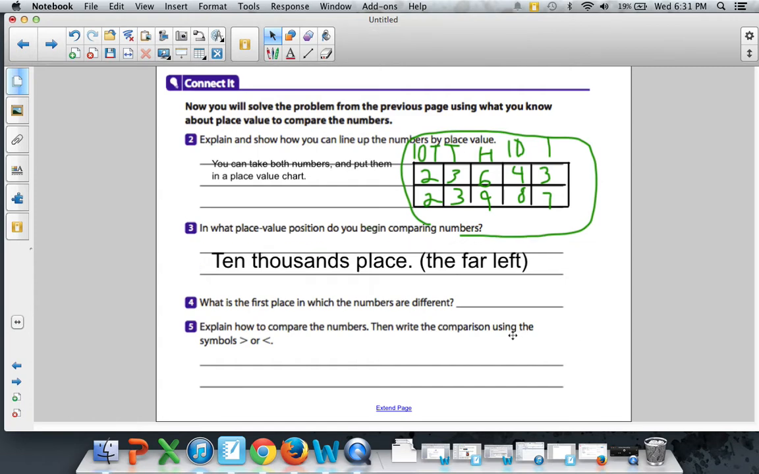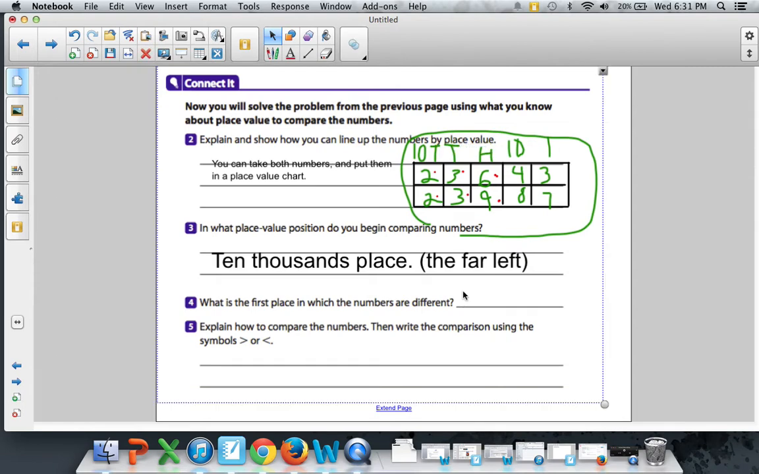What is the first place in which the numbers are different? Okay, so let's use a different color pen. And we see that they're not different in the 10,000s place because they're both 2s. They're not different in the thousands place because they're both 3s. But they are different in the hundreds place. So the answer to that is simply hundreds.